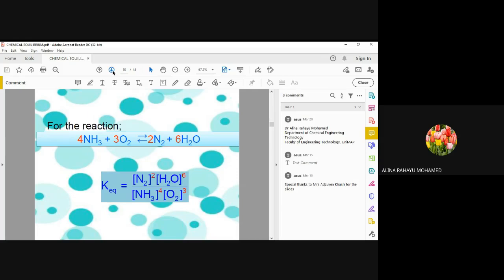Okay, for this reaction, we have ammonia reacting with oxygen in equilibrium with nitrogen plus water. In order to write down KEQ, the equilibrium constant for this reaction, it equals the concentration of nitrogen to the power of 2 times the concentration of water to the power of 6, because we have 6 there, over the concentration of ammonia to the power of 4, because the number of moles of ammonia is 4, times the concentration of oxygen to the power of 3.